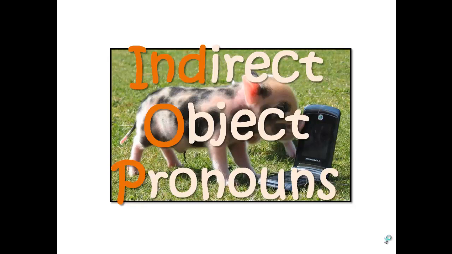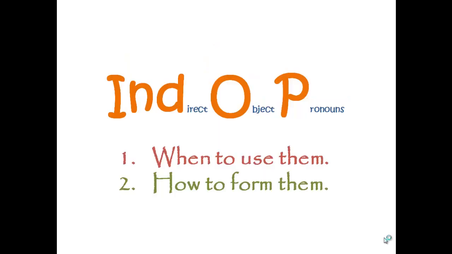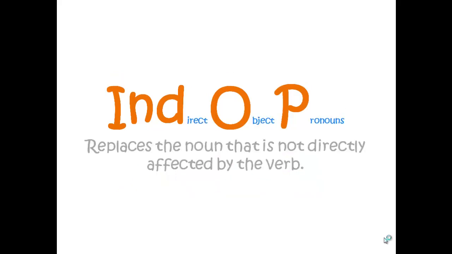So we're looking at indirect object pronouns today. We're going to look at when to use them and how to form them. Let's start off with a nice and easy one, which is when to use them. So, when do you use indirect object pronouns? An indirect object pronoun replaces the noun that is not directly affected by the verb. So remember, with direct object pronouns, a direct object pronoun replaces the noun that is directly affected by the verb. Indirect object pronouns, shock horror, replace the noun that is not directly affected by the verb.